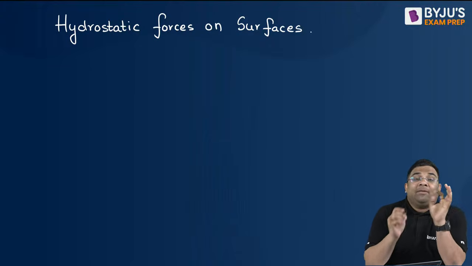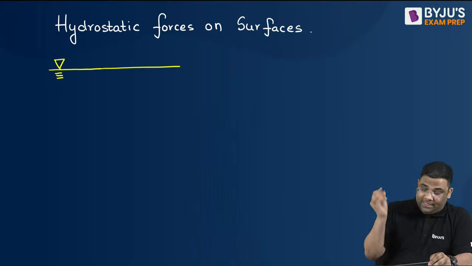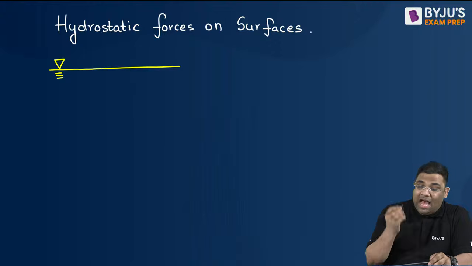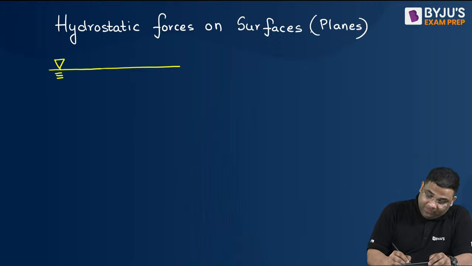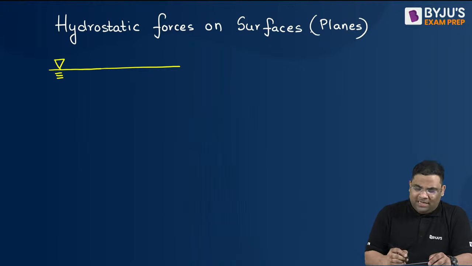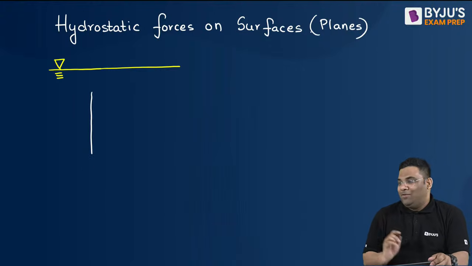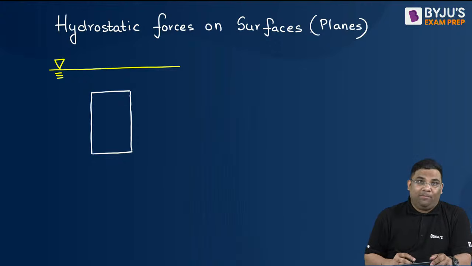Here we have surfaces. Suppose this is the top surface of the fluid, open to atmosphere. Now we can have planes, these surfaces. We can have a vertical plane like this. A vertical plane, if you see from the side, will just look like a line. Or if you see from another angle, this is also a vertical plane.